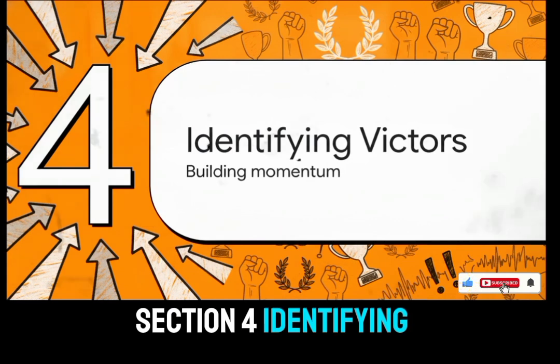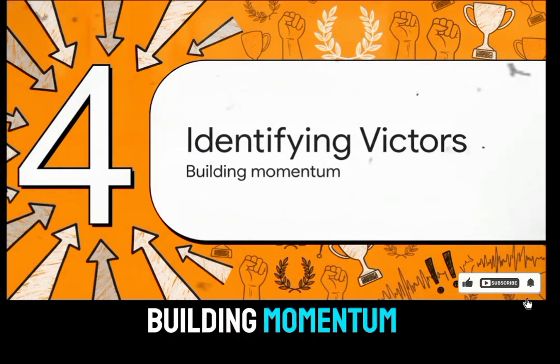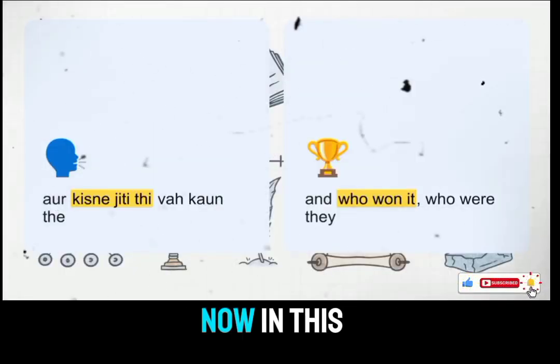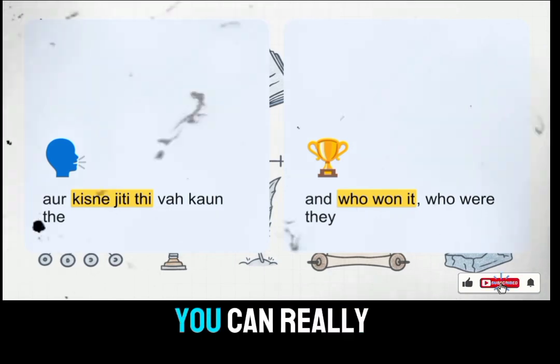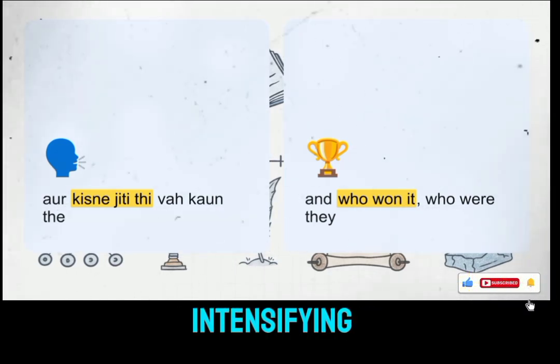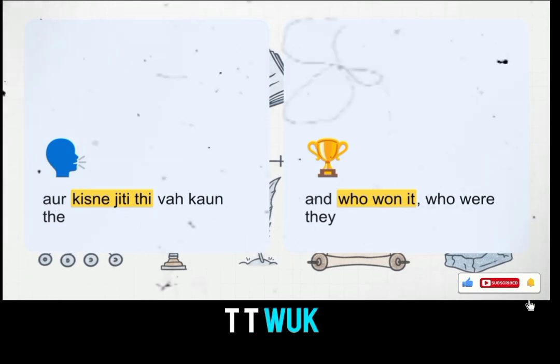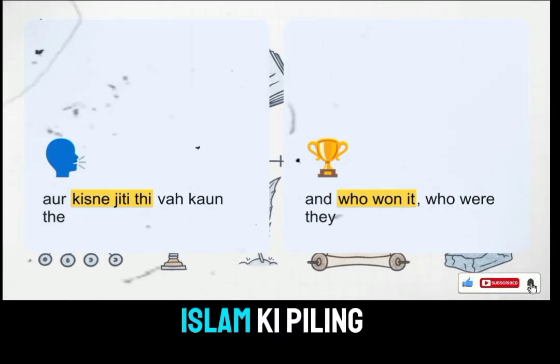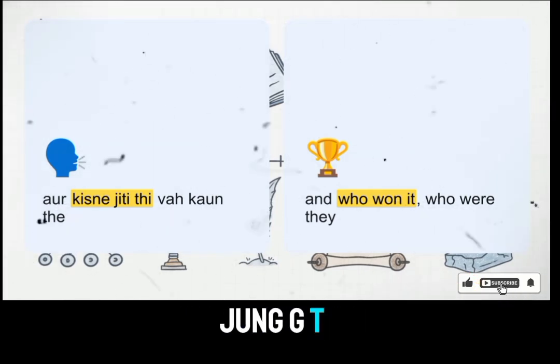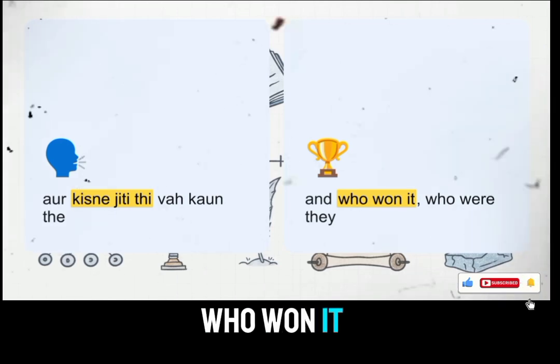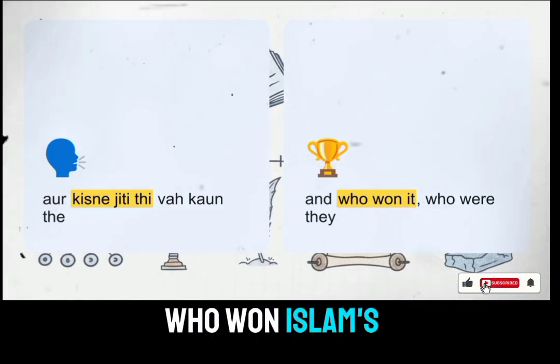Section 4, identifying the victors, building momentum. Now, in this next sequence, you can really feel the passion intensifying. The source says, Or kisne jeeti thi, wa khan the, jisne Islam ki Badi Jung jeeti. Translating to, and who won it? Who were they who won Islam's first battle?